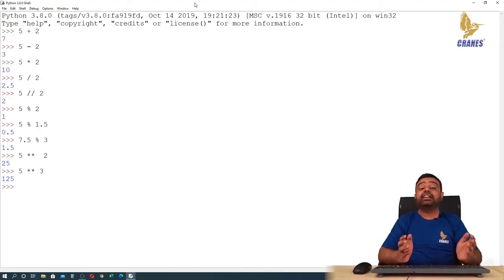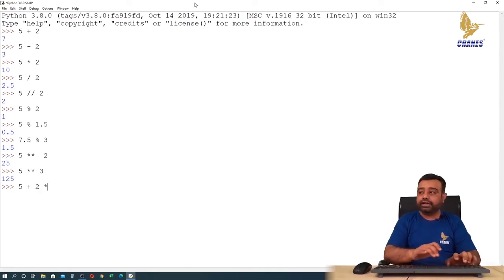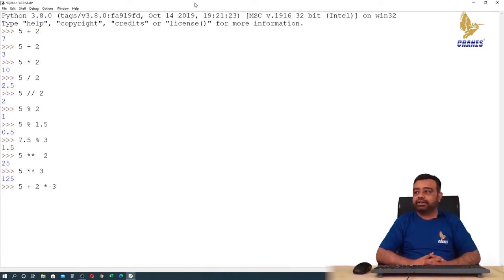Now you can combine multiple operators in a single expression. Like I can write 5 plus 2 into 3. You can observe that I have two operators and three operands in a single expression. To evaluate expressions which involve multiple operators, there is a rule of precedence in Python. It guides the order in which the operations are performed. For example, you have 5 plus 2 into 3, with the plus symbol as well as the multiplication symbol. Multiplication has higher precedence when compared to plus, so multiplication, 2 into 3, will be done first. 2 into 3 is 6, and 6 plus 5 is 11.